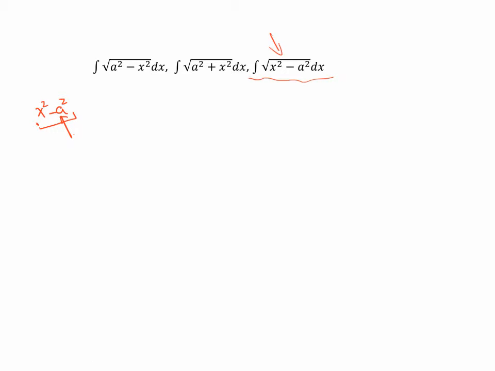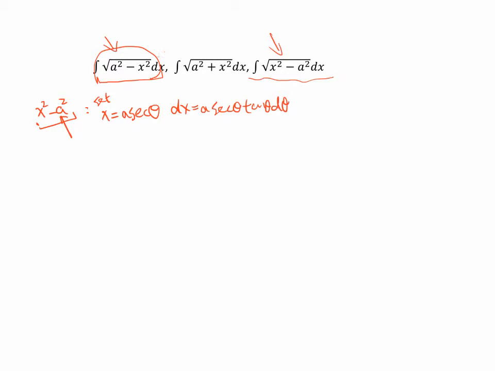Again, a stands for a constant. We don't want to mess it up with the first problem tab. These two are different. So when we see this, we want to set x equals a times secant theta. So dx is going to be a times secant theta tangent theta d theta.